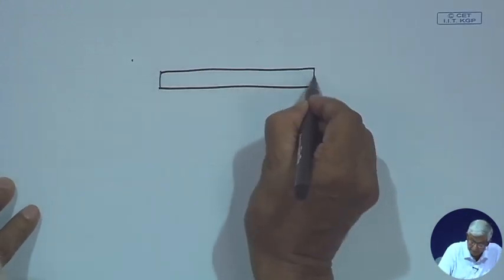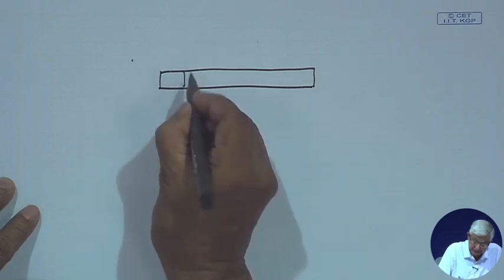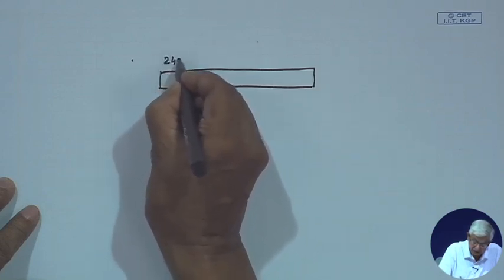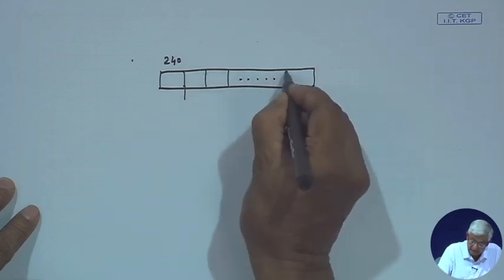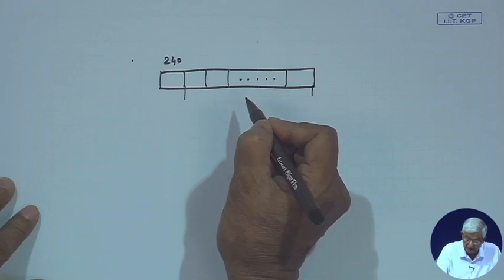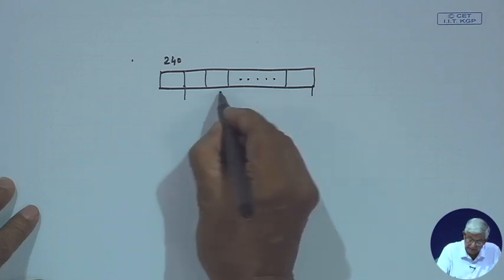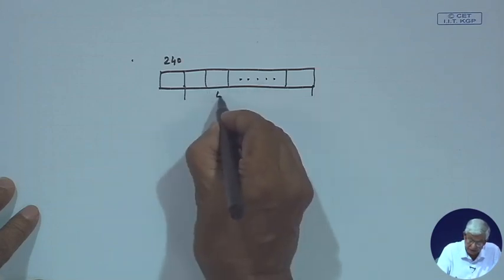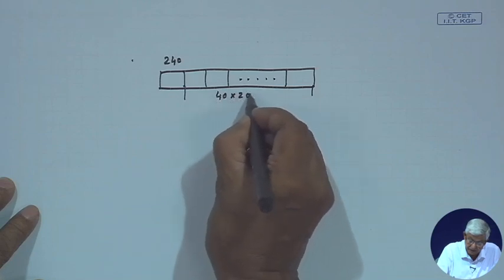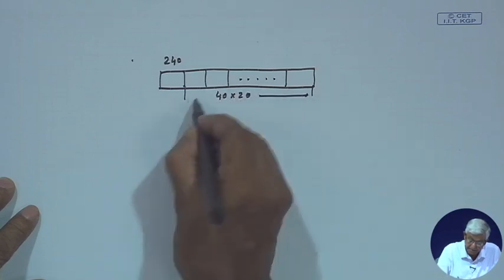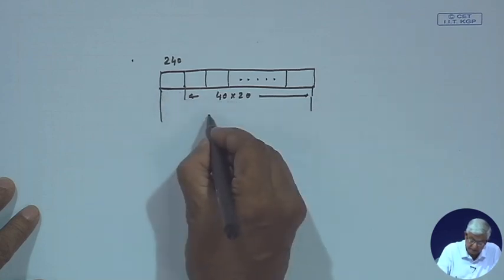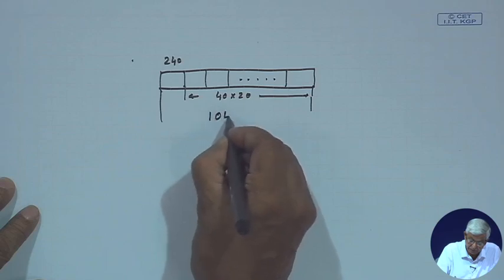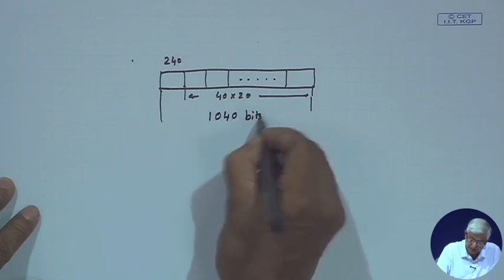So, a frame is formed which has a header of 240 bits and the data, each of them is 20 bits. There are 40 such things, total is 40 into 20, so many bits. So, total number of bits are 240 plus 800. That comes up to 1040 bits. This is a frame.